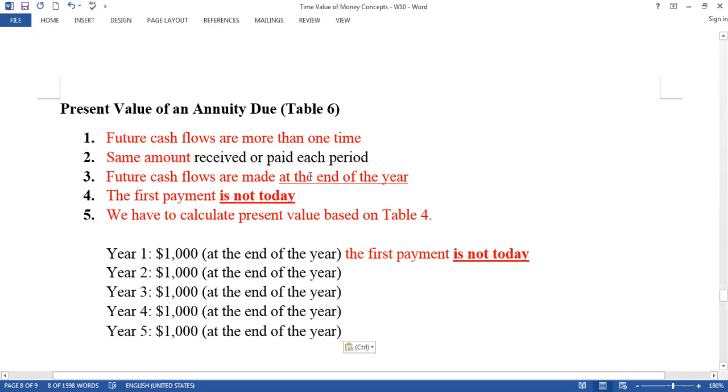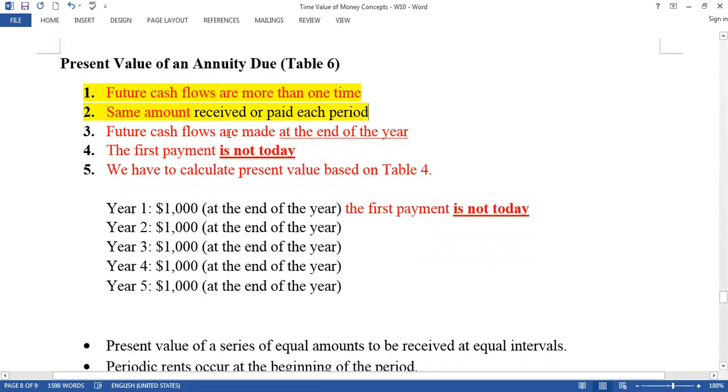You find that these two characteristics are common, whether it is an ordinary annuity or an annuity due. The difference starts from here. Future cash flows are made or received at the beginning of the year. This is the first difference. Future cash flows are made at the beginning of the year, or the first payment is made today.